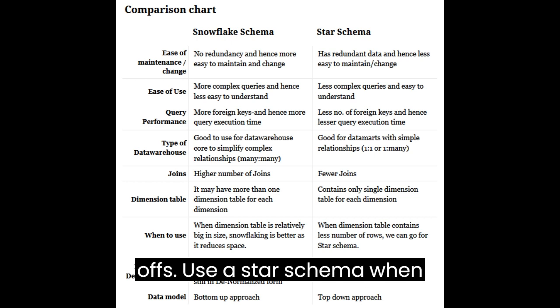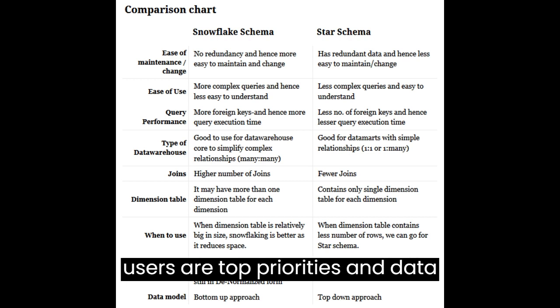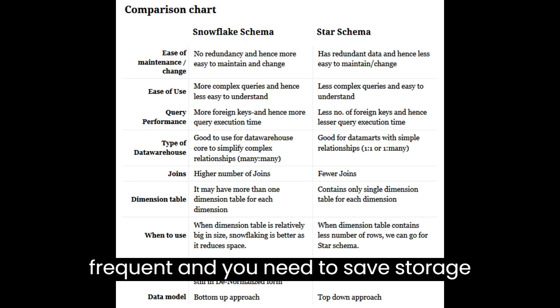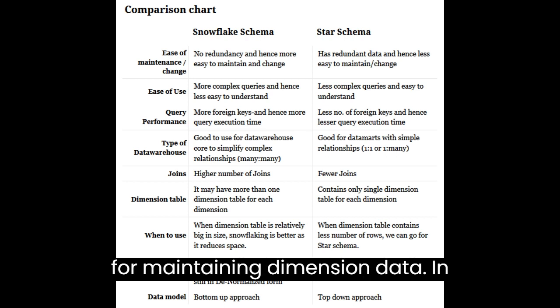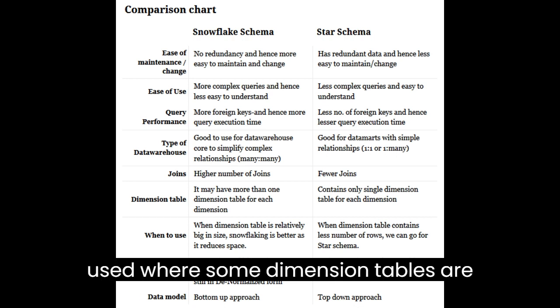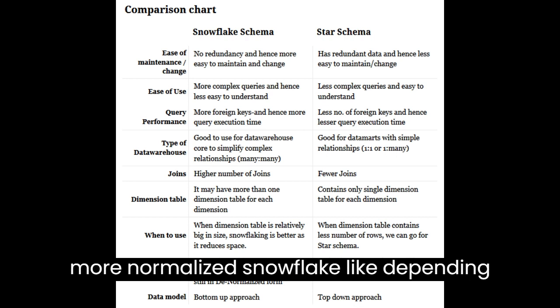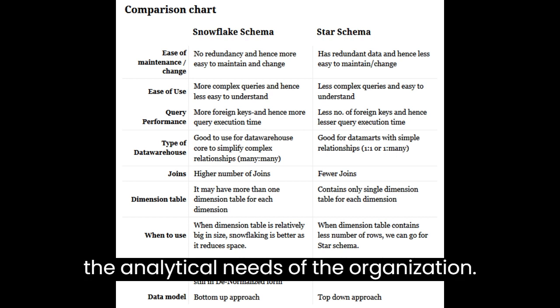Use a star schema when query performance and simplicity for end users are top priorities, and data updates are less frequent. Use a snowflake schema when data updates are frequent, and you need to save storage space and have a more manageable approach for maintaining dimension data. In practice, a hybrid approach may also be used, where some dimension tables are denormalized, star-like, while others are more normalized, snowflake-like, depending on the characteristics of the data and the analytical needs of the organization.